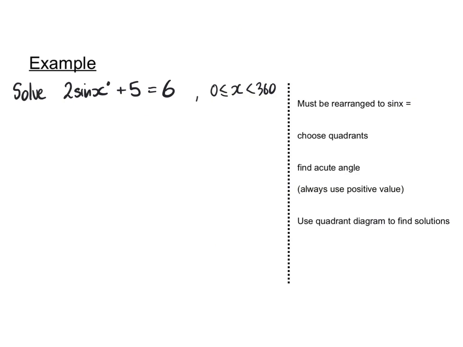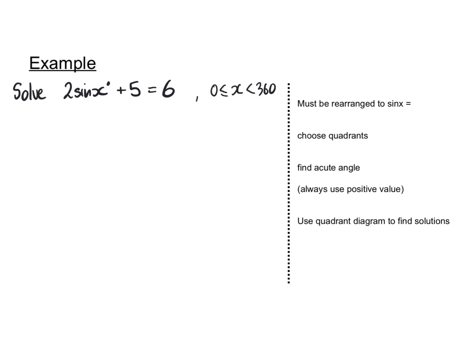What you've got here is "solve", which basically means we're going to find the values of x. There's a number multiplying either sine x, cos x, or tan x, sometimes plus or minus a number, and equal to another number. The bit at the other side here is just saying that we're only interested in finding all of the solutions that are between 0 and 360 degrees, and that's all that really means.